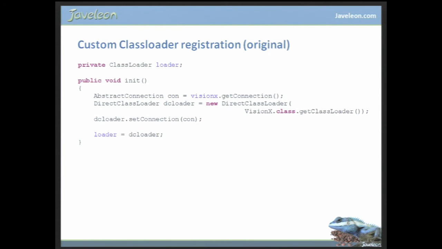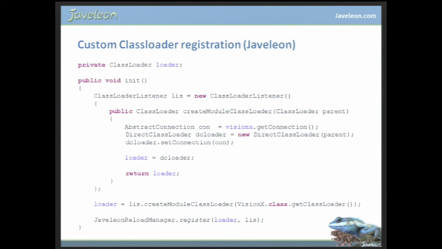I have two additional slides that show my usage of registration for Javeleon custom class loaders. The first one is the original class usage without support for Javeleon. It's relatively simple. Anywhere in our source code we had an init method, and we created our custom class loader with the name direct class loader, set the parent class loader in the constructor, and our class loader needed a connection to remote classes remotely. That's it.